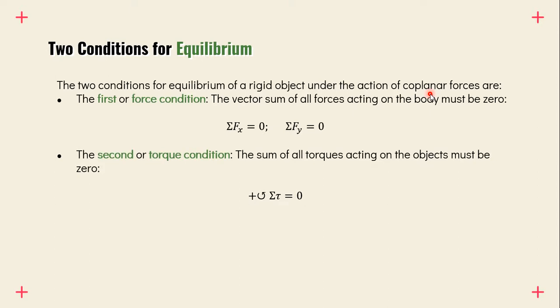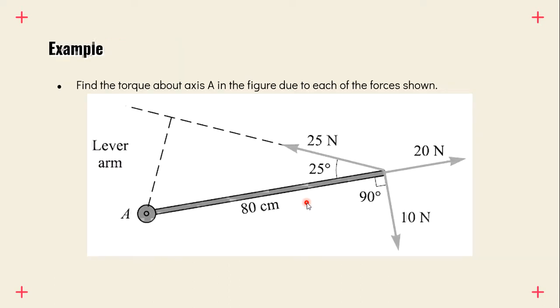These conditions are: number one, the first or force condition, the vector sum of all forces acting on the body must be 0. You have already studied this. The second condition, or the torque condition, is that the sum of all the torques acting on the object must be 0. Taking the positive sign as the counterclockwise direction, the summation of torques is equal to 0. Those are our two conditions for equilibrium.